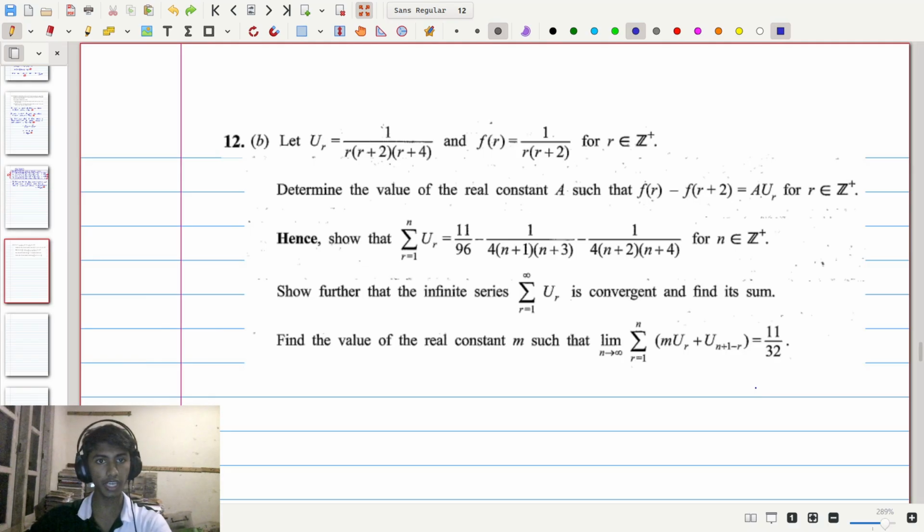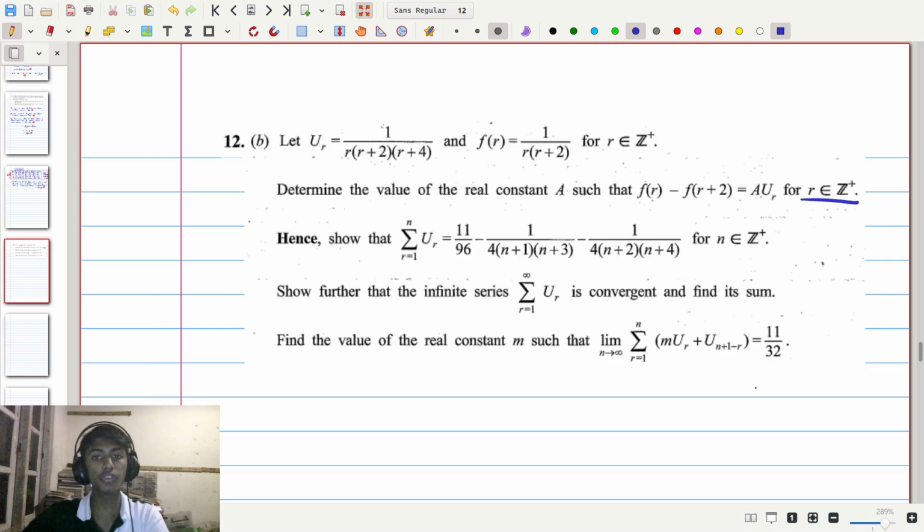The question says, let u of r be equal to 1 over r times r plus 2 times r plus 4, and let f of r be equal to 1 over r times r plus 2 for r an element of the positive integers. Given this, we are asked to determine the real value of the constant a such that f of r minus f of r plus 2 is equal to a times u of r for all r an element of the positive integers.